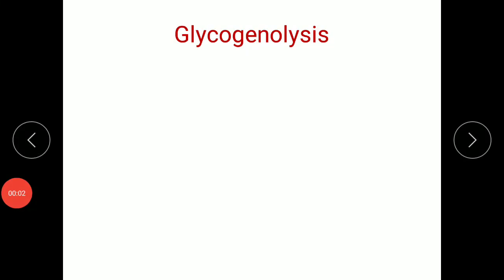Hello everyone. Now we are going to see a pathway called glycogenolysis. As I have already mentioned, this is a part of glycogen metabolism, and glycogen metabolism is very essential for maintaining the normal blood glucose levels. We have already seen the synthesis of glycogen, that is called glycogenesis, and we will see the breaking down of glycogen, that is called glycogenolysis.